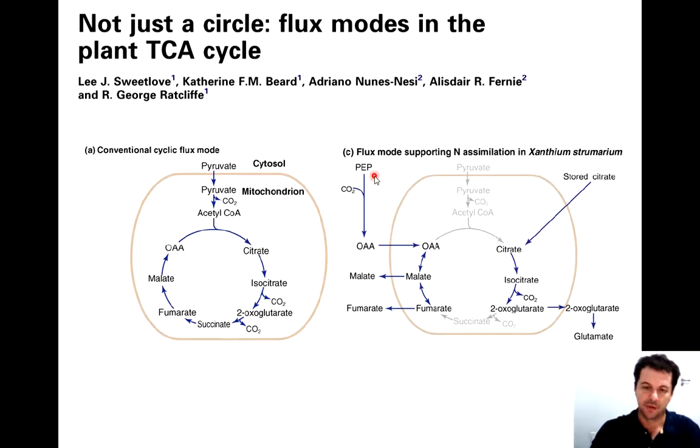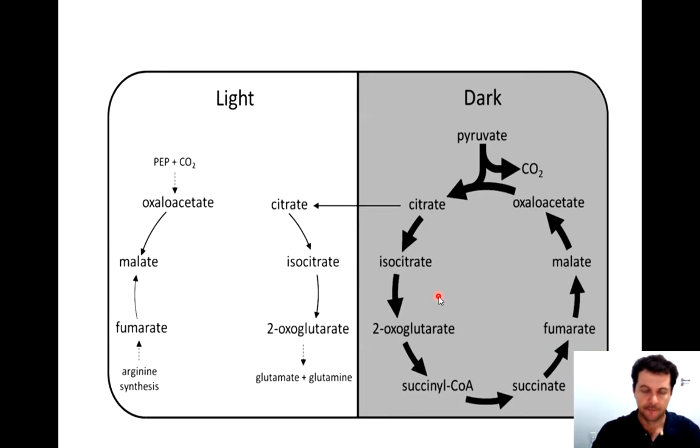Okay, so this is just one example that happens in this plant here, which is important for nitrogen assimilation, because nitrogen assimilation depends on glutamate, glutamine, and so on. Okay, so this is working to help nitrogen assimilation in these plants. And we have a very important modeling study that predicted this response. So in the light, it seems like the TCA cycle is working in a non-cyclic flux mode.